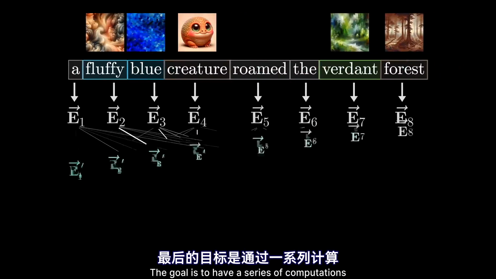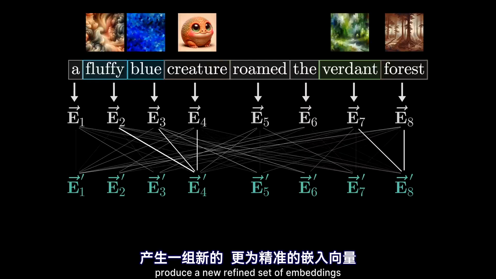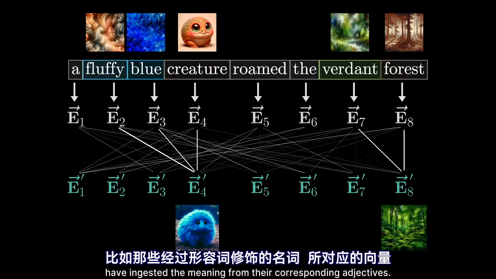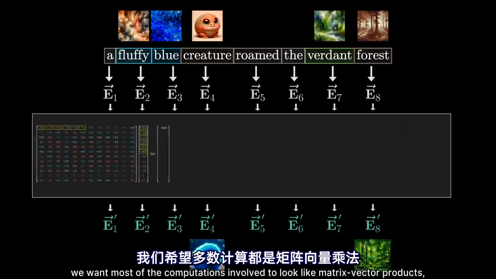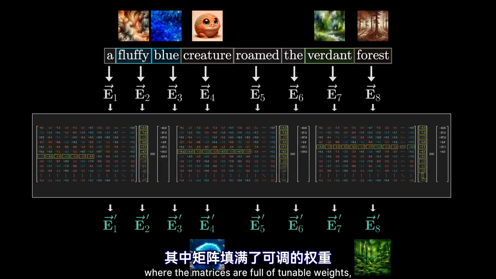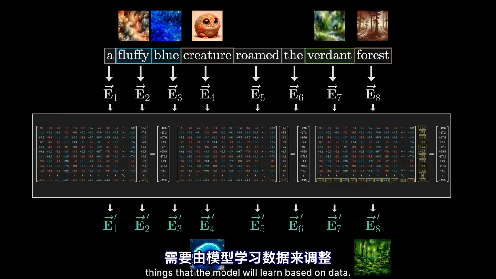The goal is to have a series of computations produce a new refined set of embeddings where, for example, those corresponding to the nouns have ingested the meaning from their corresponding adjectives. And playing the deep learning game, we want most of the computations involved to look like matrix vector products, where the matrices are full of tunable weights, things that the model will learn based on data.